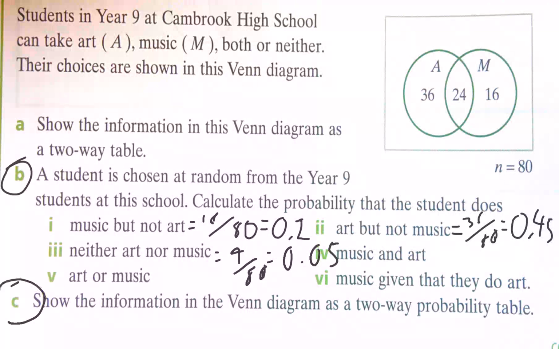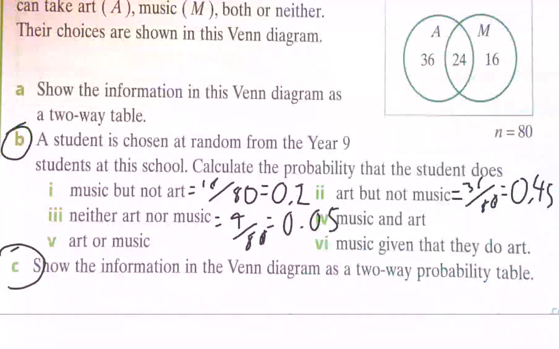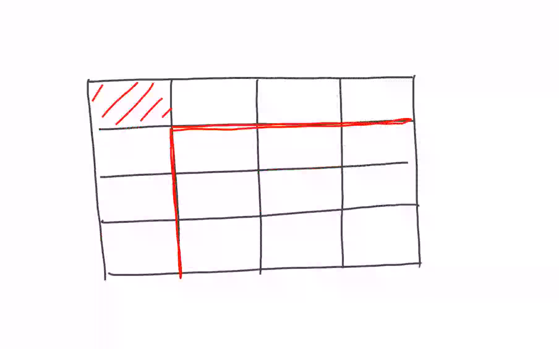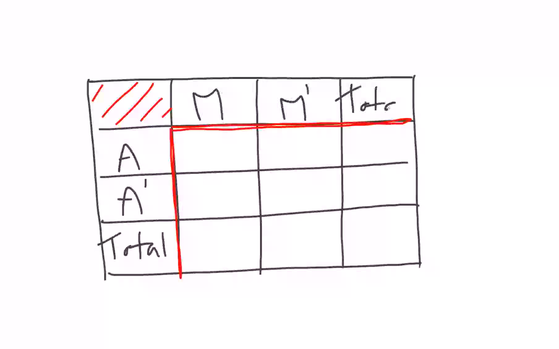The last thing we need to do, I'm going to leave the last few probabilities because we'll run out of space, is that we can put those probabilities that we get into a two-way probability table. That is, taking another table, still having art and not art, and a total, still having music, not music, and a total. We can put the probabilities into the boxes.